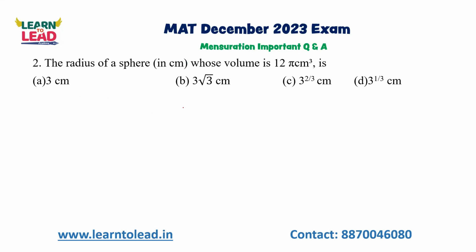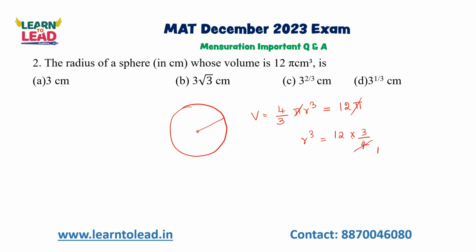The radius of a sphere whose volume is 12 pi centimeter cube. So what is the volume of a sphere? For a sphere, you can take a globe as an example. The volume of a sphere is nothing but 4 by 3 pi r cube. It is equal to 12 pi, which is given in the question. Pi you can cancel. So r cube is equal to 12 into 3 by 4. 4 goes into 12 three times.